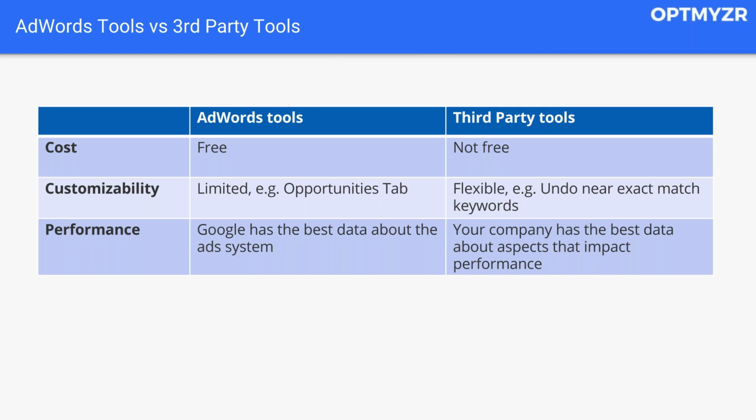Now, why would you choose the AdWords tool? Well, it always has the free component going for it. With a third-party tool, you're always going to have to pay some amount of money. Now, in AdWords, they tend to be limited in terms of customizability, and they tend to be, like I said, generic because they have to service so many advertisers with the same tools.